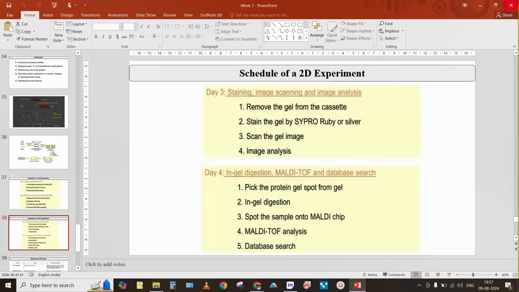Followed by this, on day three we scan and analyze the images. Here we remove the gel from the cassette, then stain the gel with ruby or silver staining, any staining. Then we scan the gel image and analyze the image. After this, on day four, in-gel digestion, MALDI time of flight and database search will be done. On the fourth day we pick the protein gel spot from the gel, do the in-gel digestion, followed by spotting the sample onto the chip for mass spec analysis, and then a database search will be done.